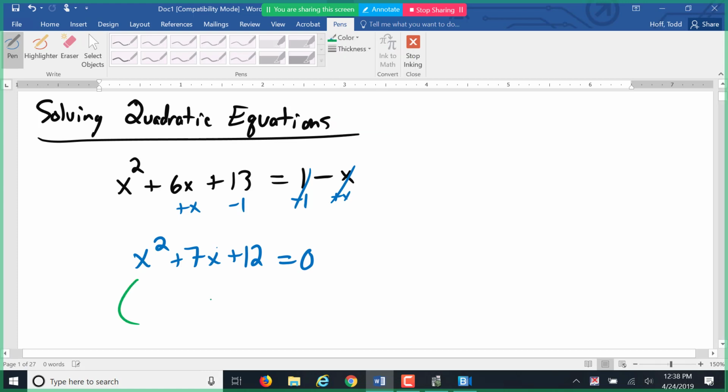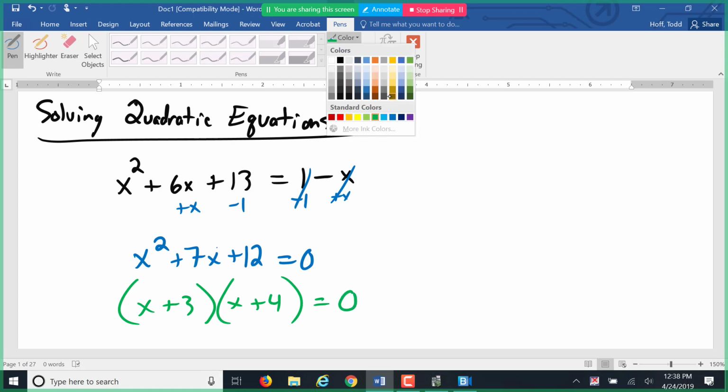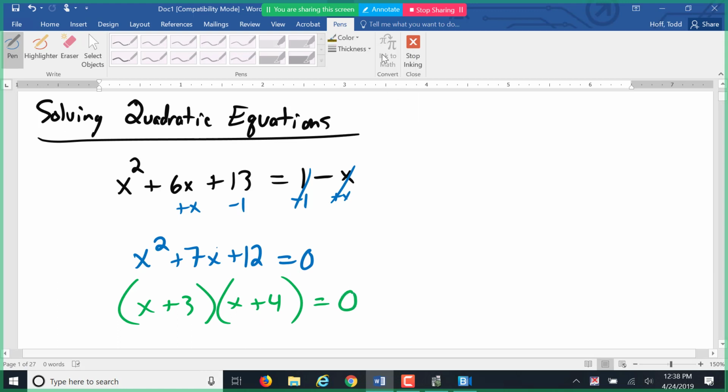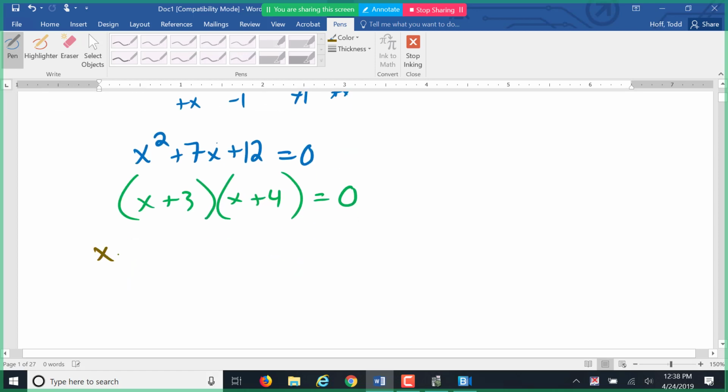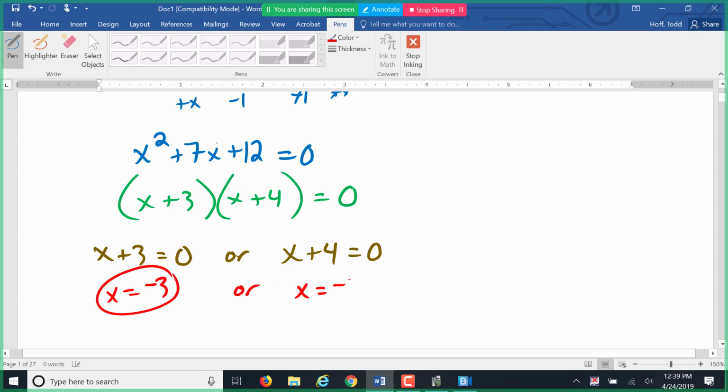And that was factorable. x plus 3 and x plus 4 equals 0. And then we could split that into separate equations. Each factor had to equal 0. x plus 3 equals 0 or x plus 4 equals 0. And I'm going to assume you can solve those to get x equals negative 3 or x equals negative 4.